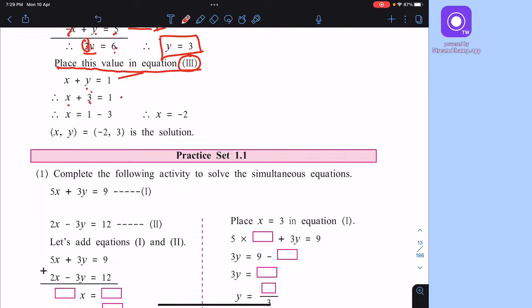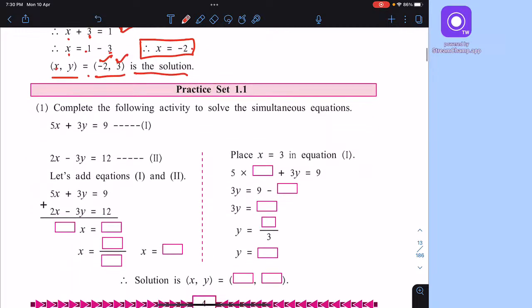Now this 3, if you transpose it to that side, plus becomes minus. So x is equal to 1 minus 3, that is x is equal to minus 2. Now while writing the solution, you can say that (x, y) is equal to a bracket. First you have to write the value of x. So x is minus 2, so that you have written first. And then you have to write the value of y. So y is minus 3, that is written later. So that is how we solve the equations in two variables.